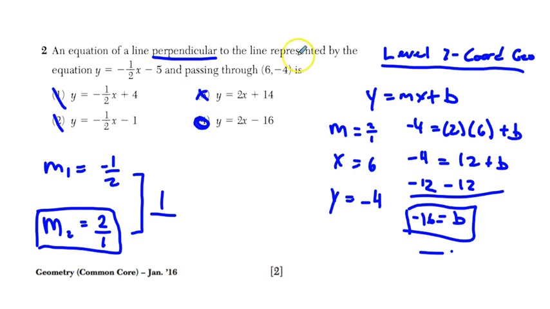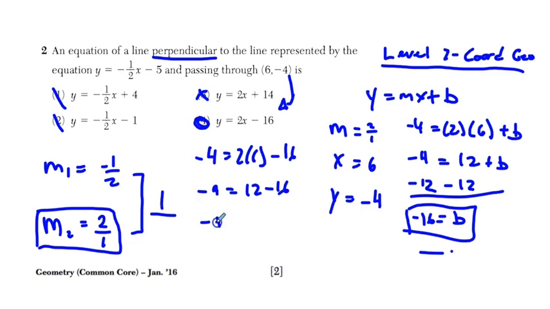Now, another way you can do this, just so you know, is you could actually plug the points into your 2 answers. So if you want to do it this way, you could check just by plugging in right here. -4 is equal to 2 times 6 minus 16. -4 is equal to 12 minus 16. And sure enough, 12 minus 16 does give you -4. So you could just try by plugging in the points to see which one is right. 2 different ways to solve this problem.